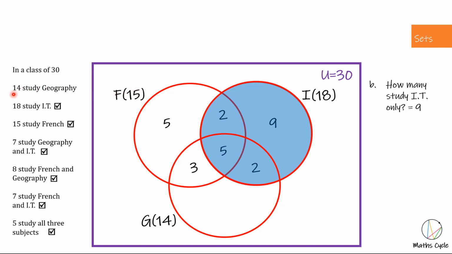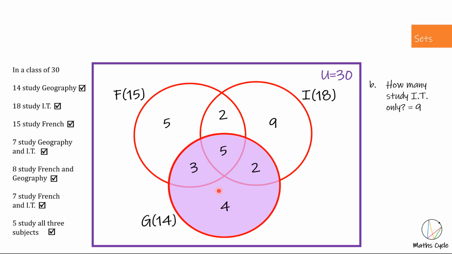Then let's look at the last piece of information here. We had 14 study Geography. So let's look at the Geography circle here. I have 14 in total, but you can see that already accounted for are 3 students, 5 students and 2 students. So 3 plus 5 plus 2 is 10. So 14 take away the 10 is 4 students. So I have 4 students unaccounted for and they will go into this part of the circle.